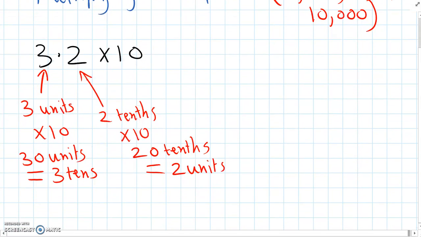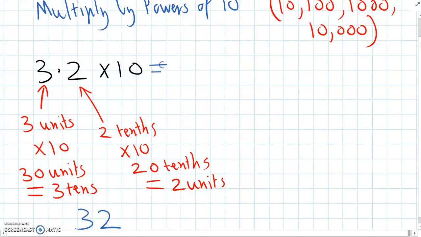And now if we put those place values back together again, we have 3 in the tens and 2 in the units. So 3.2 times 10 is 32. And the decimal point is here, but we don't actually need to write it in this case.